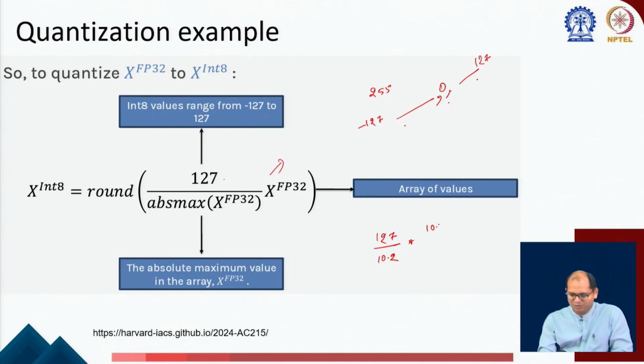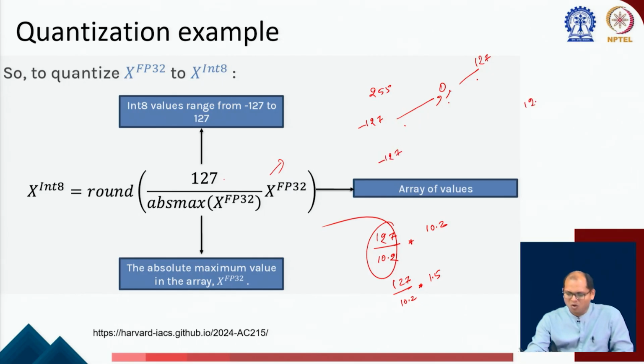Say the number was 10.2, it will go to 127. You will use 127 to represent 10.2, and if the number was 1.5, you will use 127 divided by 10.2 into 1.5. So this becomes a constant for you, and you multiply each number by this constant. And then because you want to get a number between -127 to 127, only whole numbers, you have to round this, get it to the nearest integer, and this will tell me where exactly it will land.